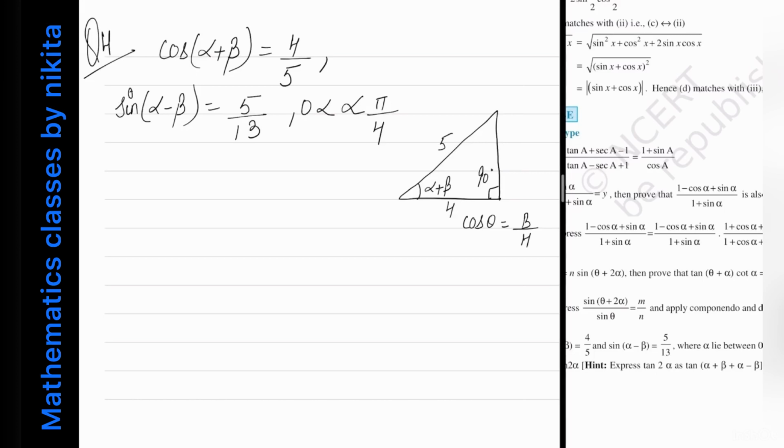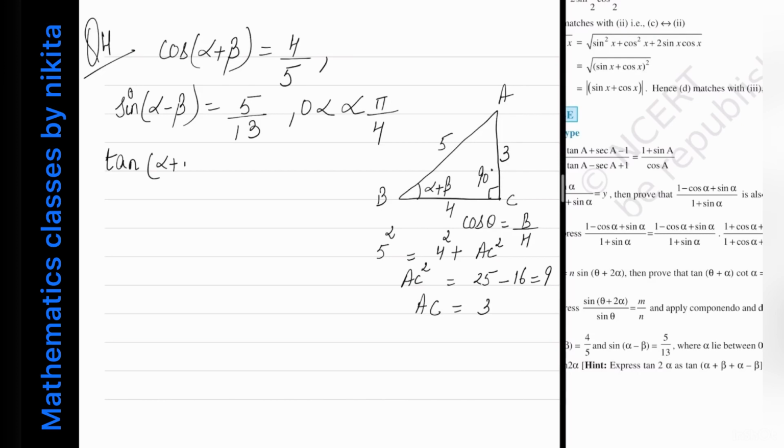Now using trigonometry I can find the length of this side. So what we have is 5 square is equal to 4 square plus, suppose this is ABC, plus AC square. So therefore AC square will be equal to 25 minus 16 which is equal to 9, and this implies that AC is equal to 3. So this is 3.